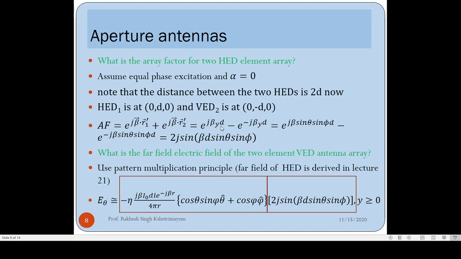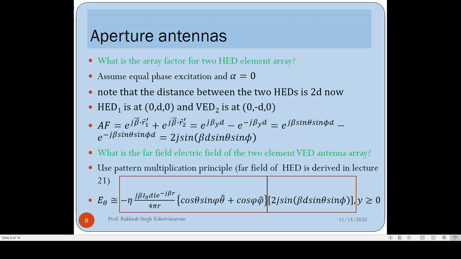So what does this look like? If I multiply by 2j and divide by 2j, then what I have here is a sine of beta y d. So finally this expression can be expressed as 2j sine of beta y d. What is beta y? Beta y is the projection of the beta vector along the y direction, that is beta sine theta sine phi. So the final expression for the array factor is 2j sine of beta d sine theta sine phi.